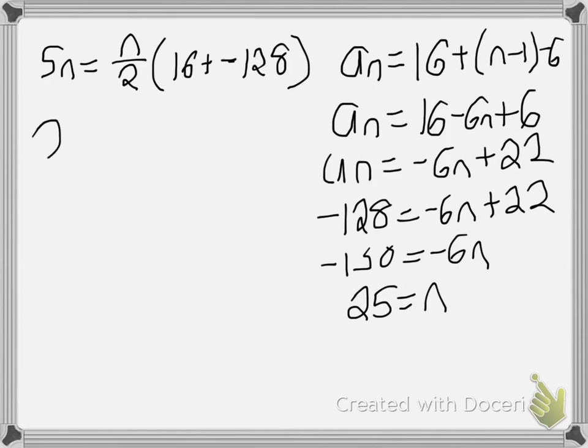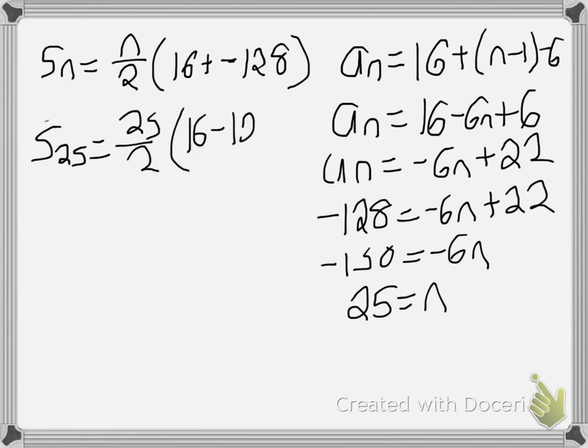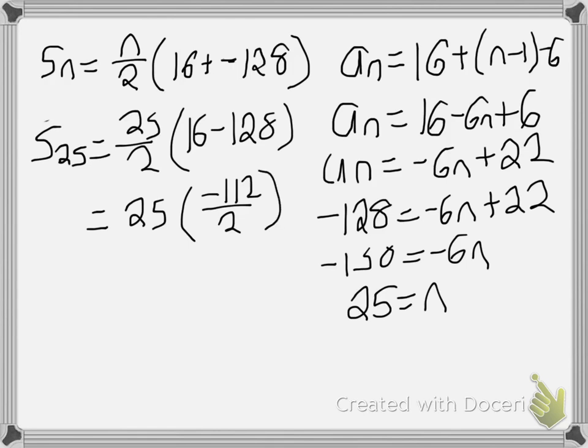So the sum of the first 25 terms is just simply 25 over 2 times 16 minus 128. Well, this time I'm going to do 25 times, let's see, 16 minus 128, that is -112 over 2. Yes, you can do that. I already hear you're like, what? Huh? I don't understand.